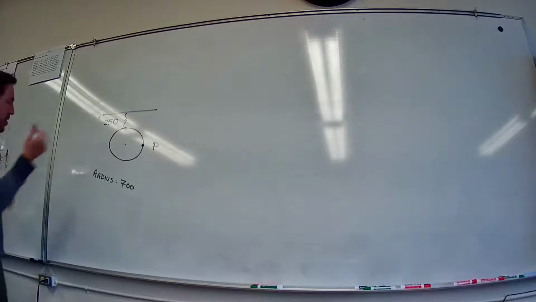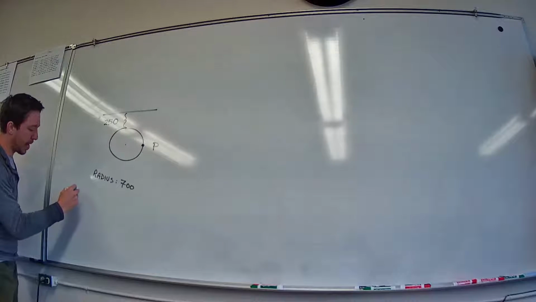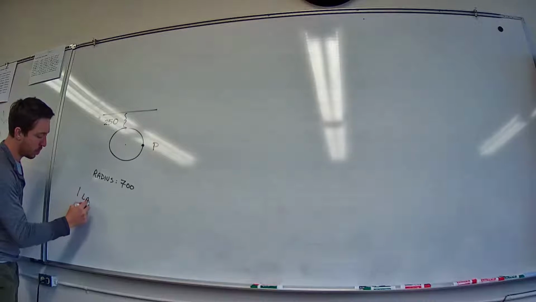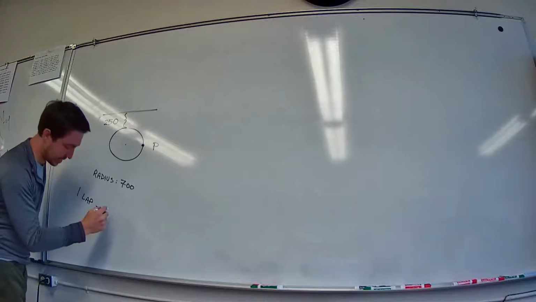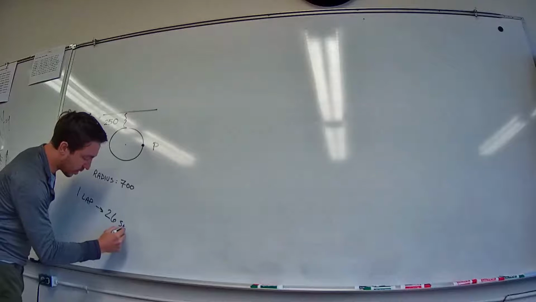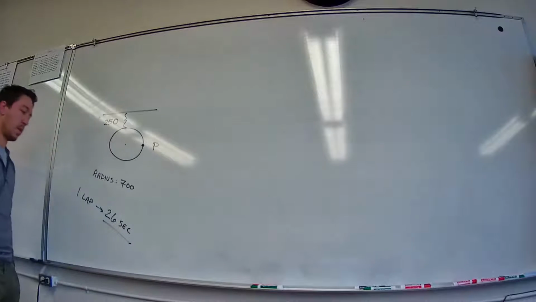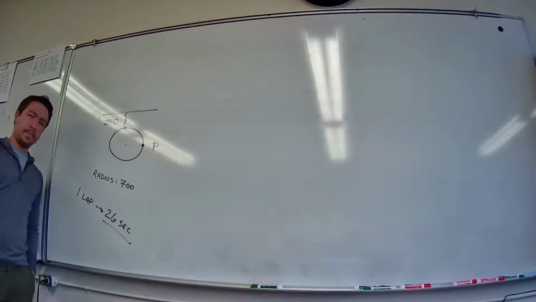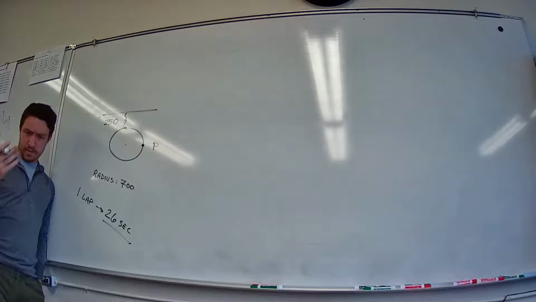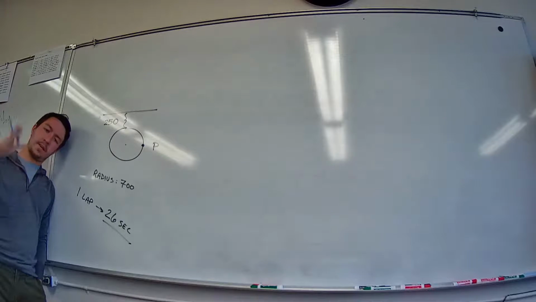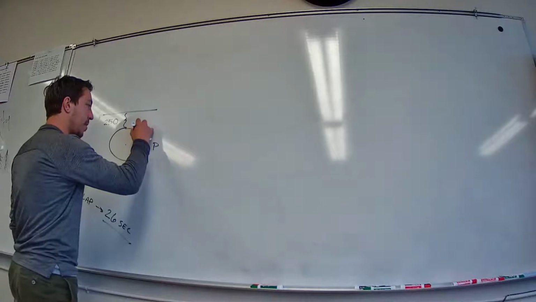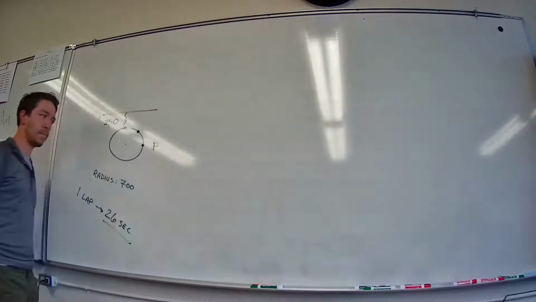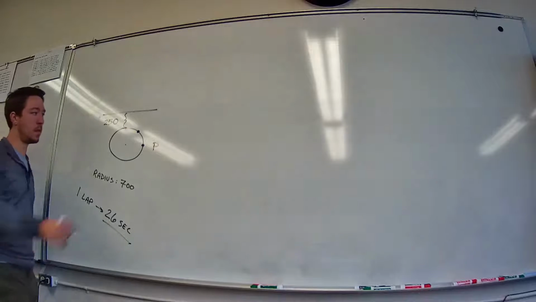Okay. And it says that one lap takes 26 seconds. And it's going counterclockwise. So let's take a moment in time later. Let's look at a snapshot just a few seconds later when he's right about here.